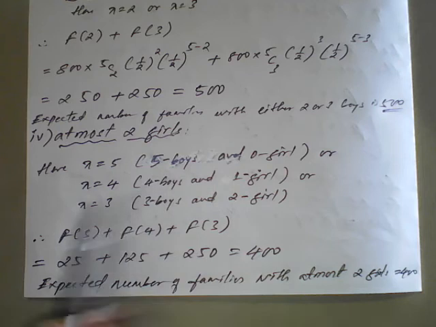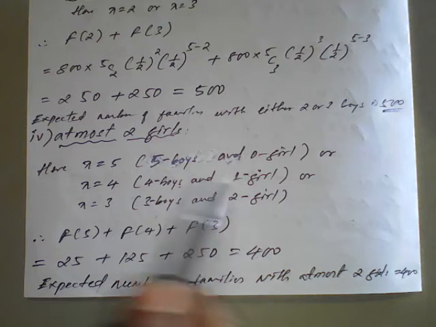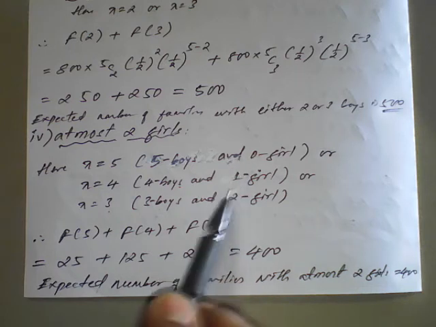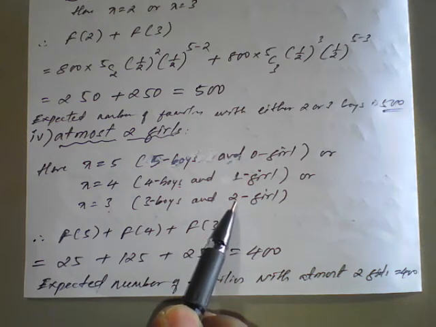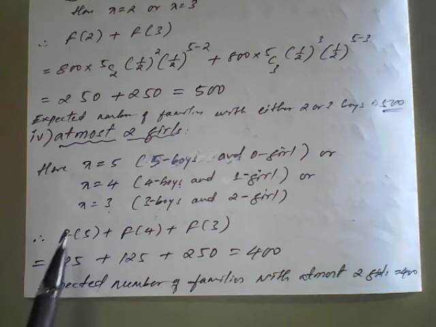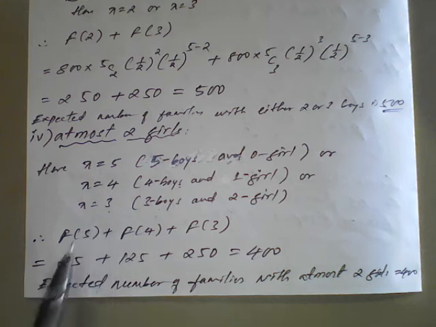So that is one condition. x equal to 4 means 4 boys and 1 girl, and 4 plus 1 is 5 only. 5 plus 0 is 5. Next, 3 boys and 2 girls. So we can go for at most 0, 1 or 2; we cannot cross 2. Maximum is 2, minimum is 0, so we have 3 options. Therefore f of 5 plus f of 4 plus f of 3. The result of f of 5 is 25, next is 125, and f of 3 is 250. So the final simplification is 400. Therefore the expected number of families with at most 2 girls is 400.